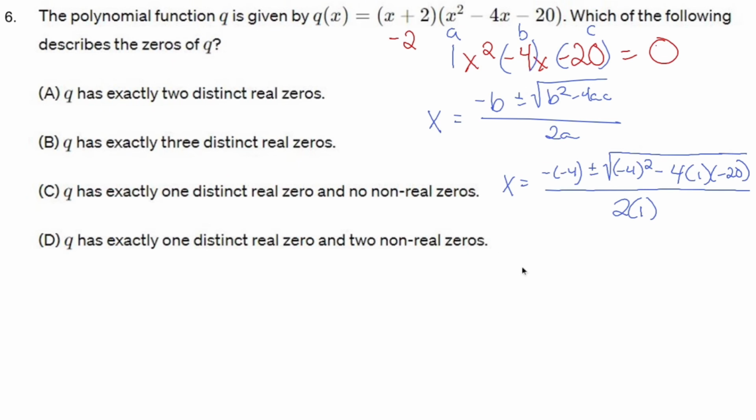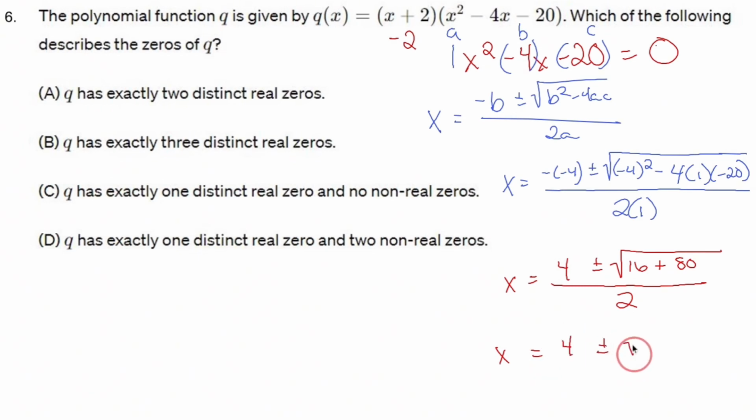All right, so let me see what I can simplify here. I can simplify -4 to +4, check. Plus or minus the big square root. I can simplify -4 squared into +16. -4 times 1 times -20 is going to be plus 80, all over 2. Okay, x is going to equal 4 plus or minus the square root of 96 over 2.